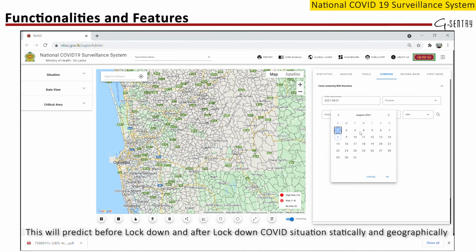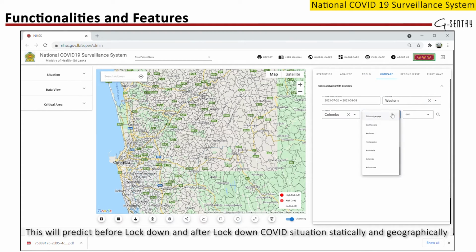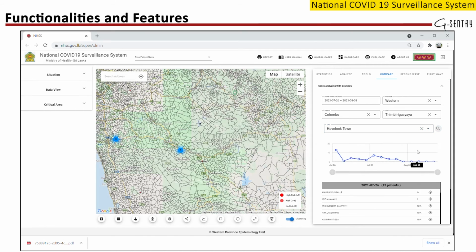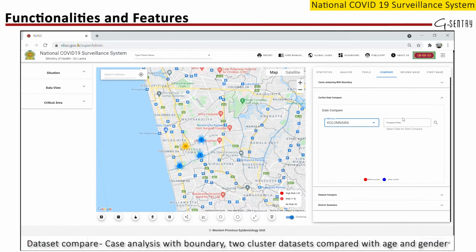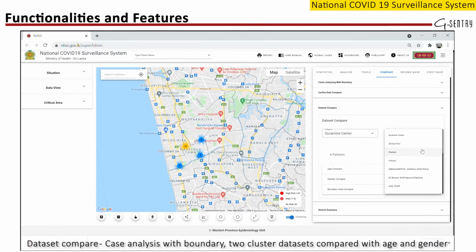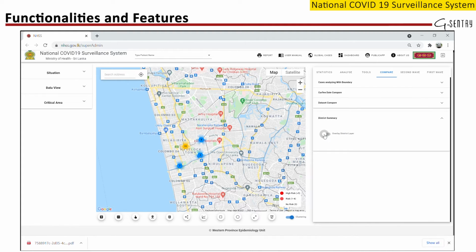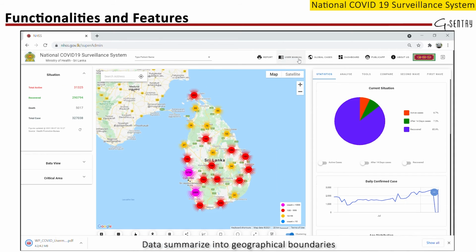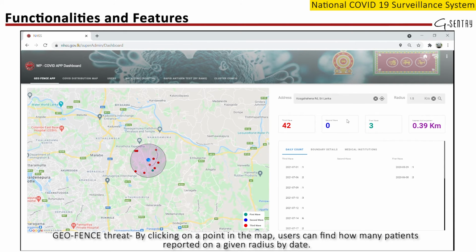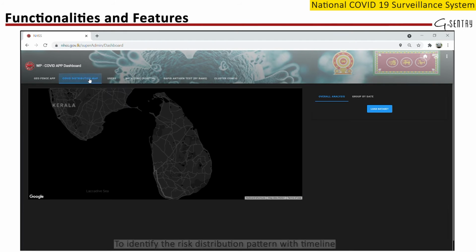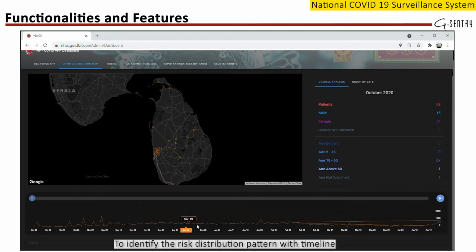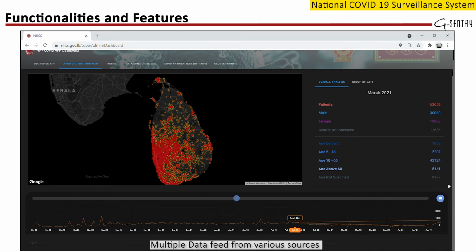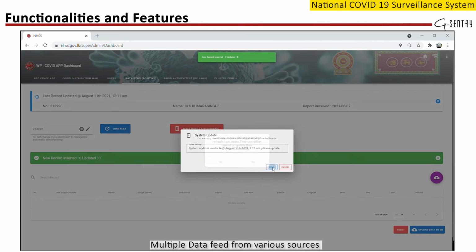This will predict the COVID situation before lockdown and after lockdown, statically and geographically. Dataset compare, case analysis with boundary, two cluster datasets compared with age and gender. Data summarized into geographical boundaries. Proximity analysis, to identify the risk distribution pattern with timeline. Multiple data feeds from various sources.